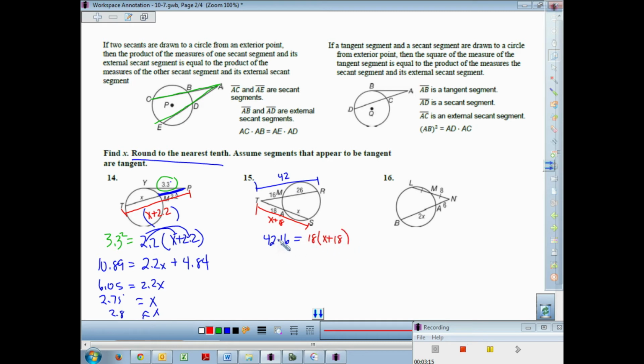So we will punch that in. 42 times 16 is 672, and then we will distribute right here and get 18x plus 324, if I could write it correctly. And then we could subtract 324 from both sides and divide by 18 and round it to the nearest tenth. 348 divided by 18 is about 19.3.